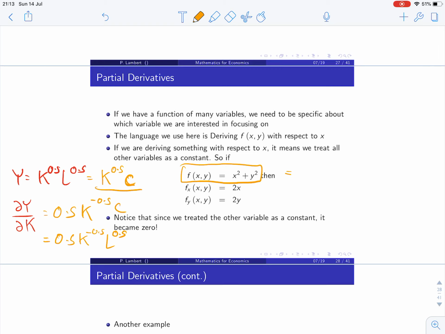In this case, if we let y squared equal a constant, x squared plus the constant here is our new function. If we derive this with respect to x, df(x,y)/dx, we apply the power rule to this term, bring the 2 out the front, subtract 1 from the exponent, so that's just 1, or x itself.